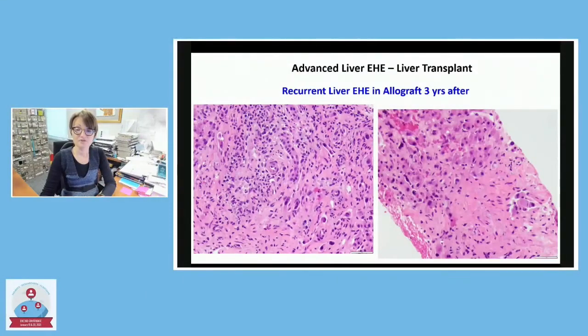A subset of patients with extensive liver-only disease have been managed with liver transplantation. However, recurrences in the allograft are well documented, as shown in this particular patient who recurred 3 years after a transplant.